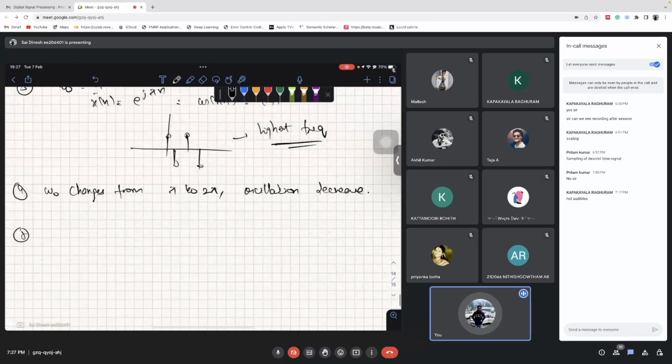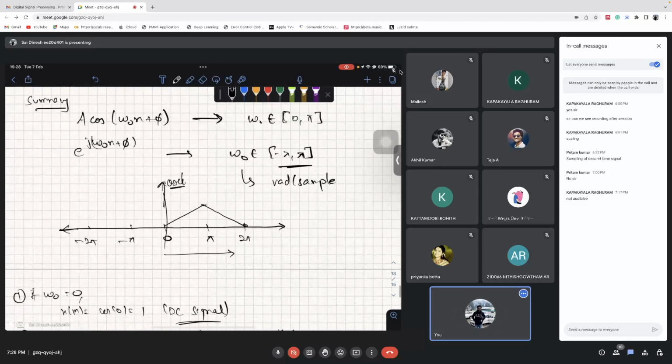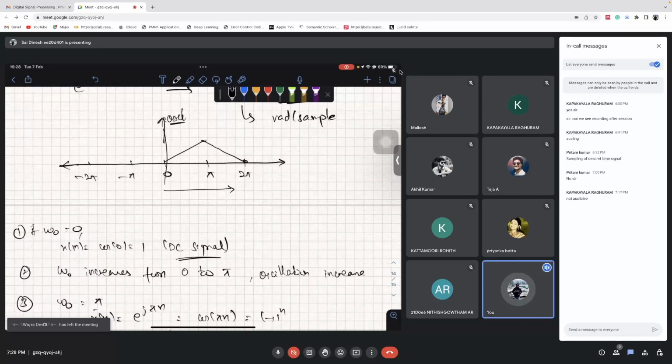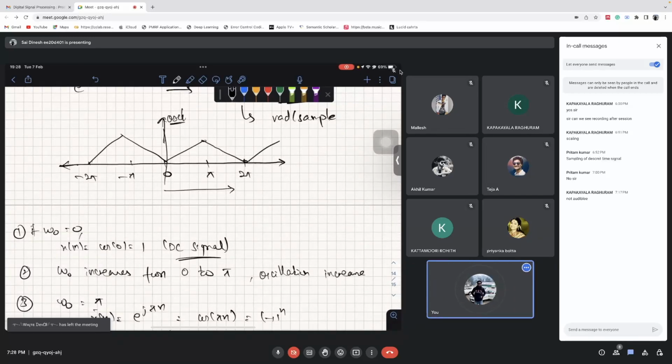And then again, if we say omega naught equals 2 pi, then x of n is equal to e to the power j 2 pi n, which is cos 2 pi n plus j sin 2 pi n, equal to 1. Again we have a DC signal where oscillations are 0 at 2 pi. Similarly, here it just repeats itself.